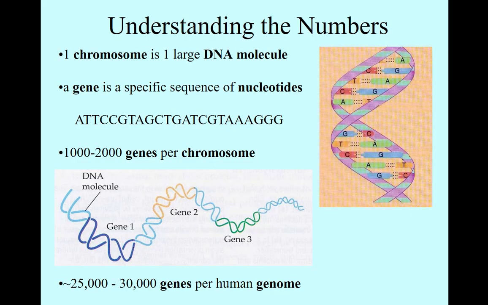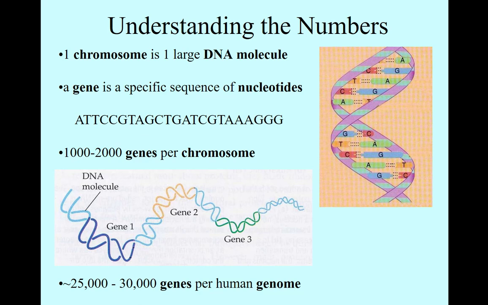Understanding the numbers. There's a lot of numbers in these lessons, and numbers are actually pretty good for answers to multiple choice questions, so you should pay attention to that. So the first number you want to know is 1. As I mentioned earlier, 1 chromosome is 1 large DNA molecule. I think I said 1 DNA molecule equals 1 chromosome. I hope you understand they're the same thing.